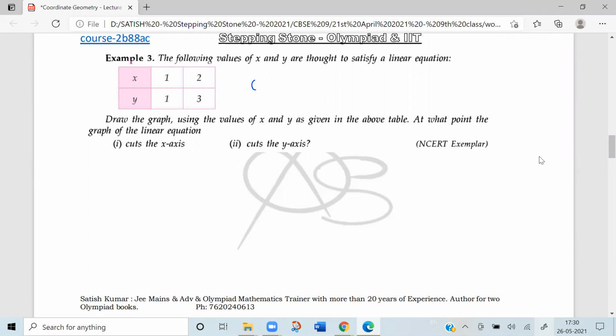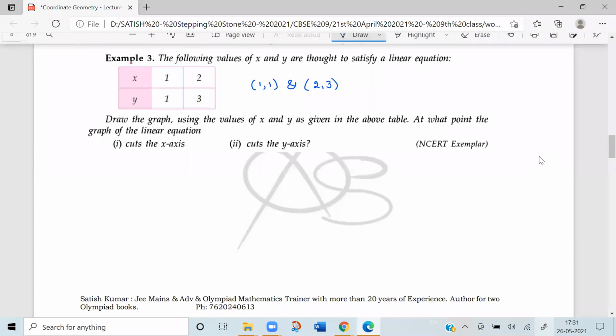First ordered pair (1, 1). Second ordered pair (2, 3). So you need to plot these 2 points, join them and produce a line. So draw the graph using the values of x and y as given in the above table. At what point does the graph of the linear equation cut the x-axis, and the y-axis? So try this, all of you.